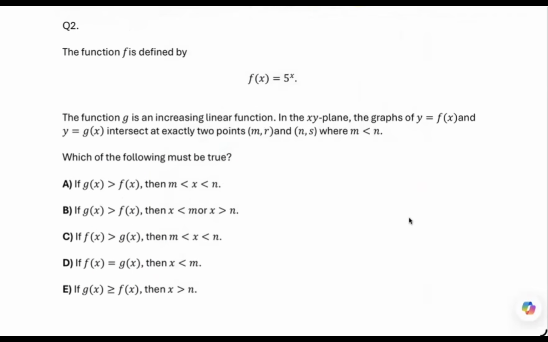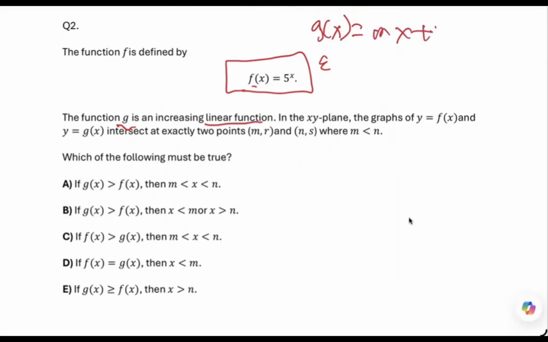Question 2 is the same. They give you this function. You can see this is an exponential function. They say g of x, they did not give it to you, but it says it's an increasing linear function. That means it's mx plus c. They say in the xy plane, f of x and g of x intersect at 2 points. They give you the points (m, r) and (n, s), where n is greater than m. Which of these must be true? Same thing. You got to analyze.